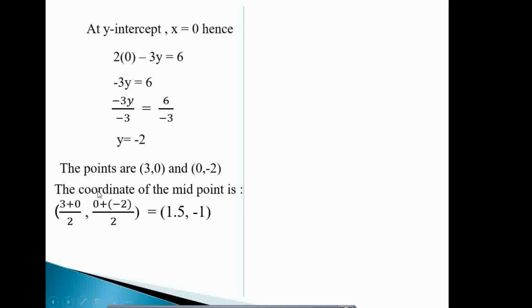There we go. So the coordinates of the midpoint: we take x1, which is 3, plus x2, which is 0, divided by 2. Then we take again 0 plus negative 2 divided by 2. 3 plus 0 divided by 2 gives 1.5. Then 0 plus negative 2 divided by 2 gives negative 1. So the midpoint is (1.5, negative 1).